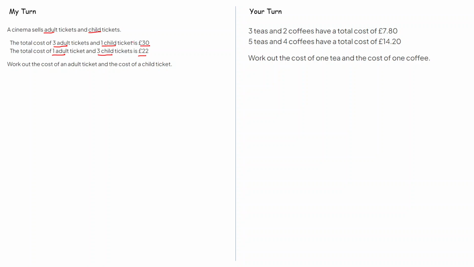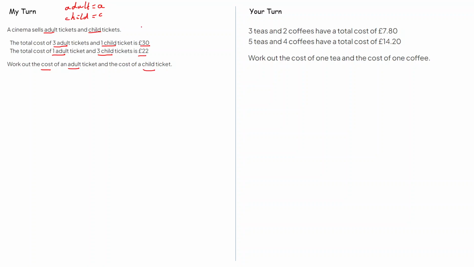Right, so what we're trying to do here is, let's say adult equals a letter. Let's just use A to make things really clear, okay? And let's use child to equal the letter C, because then we can nice and easily write some equations here that we can solve simultaneously to find the cost of an adult and a cost of a child ticket.